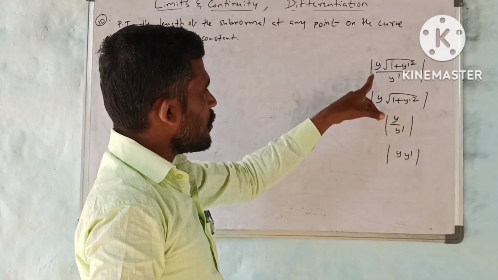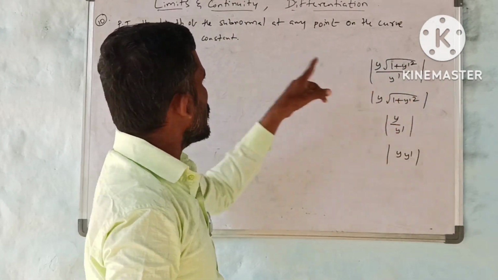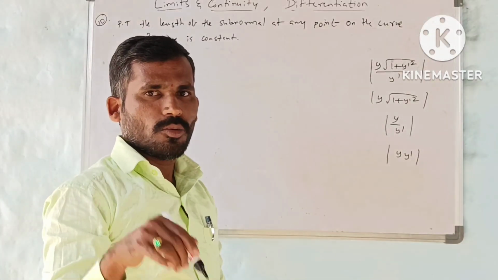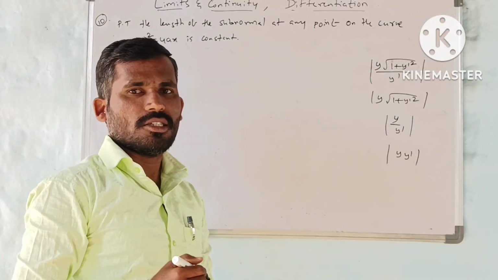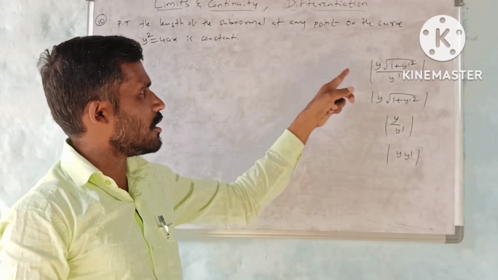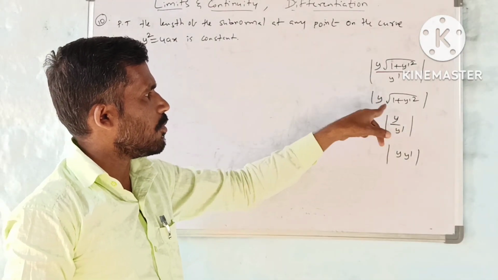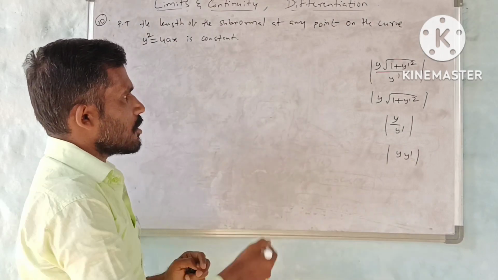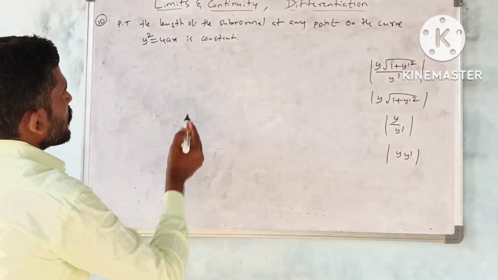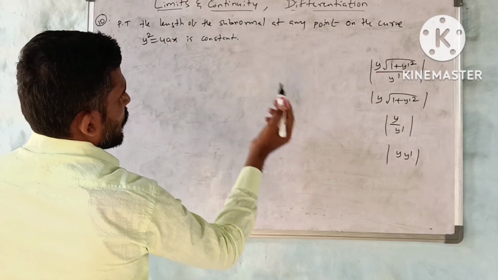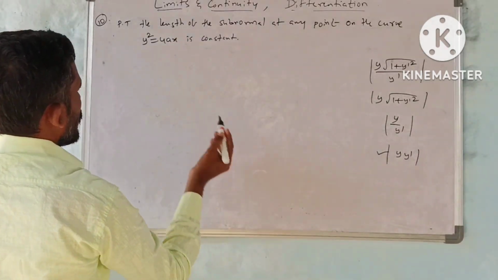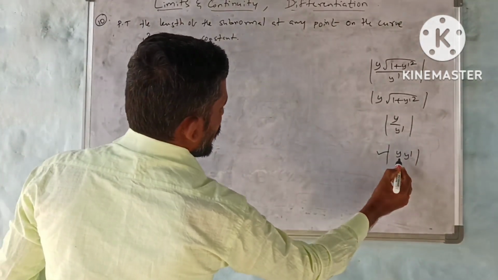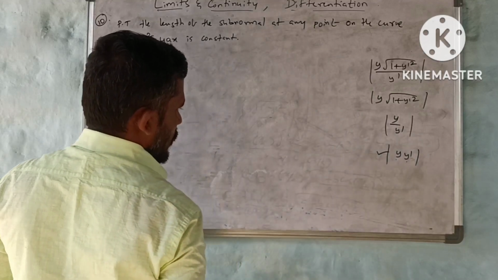All these principles you have to take in the modulus, because length has to be positive only. Length is nothing but distance, and distance must be positive, so you must take the modulus. In the previous problem also you have to take the modulus. Now it is asking for the length of the subnormal, so we take this formula, in which we have y as well as y dash.